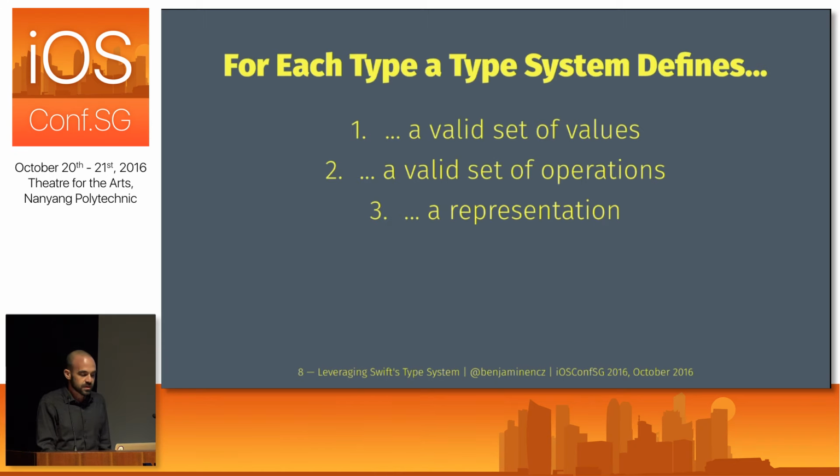So in general, what does a type system do? It really does these three general tasks. For each type, it defines a set of values that are possible for that type, a set of operations that are possible, and typically also a representation. And the richer the type system is, the more we can constrain these definitions. The more we can get to a point where the compiler understands a lot about our program and can verify a lot at compile time.